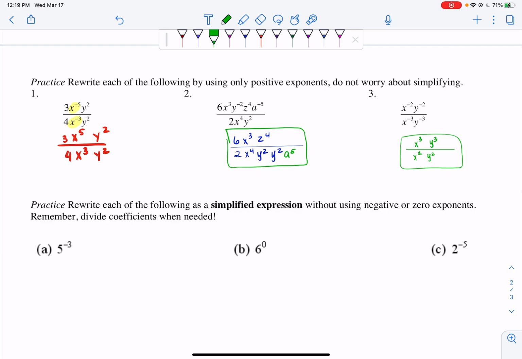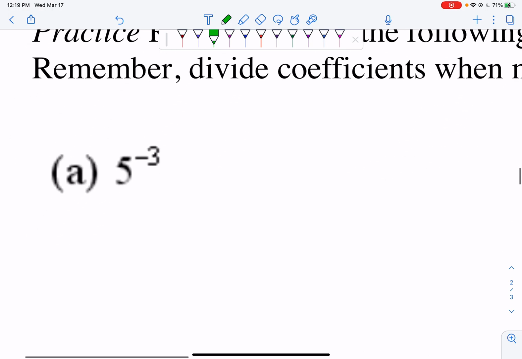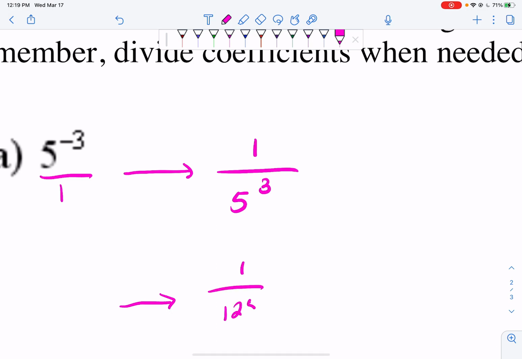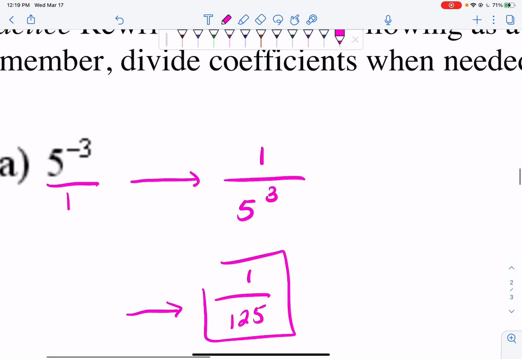Practice. Rewrite each of the following as a simplified expression without using negative or zero exponents. Remember, divide coefficients when needed. So if you look at our first example, we have 5 to the negative third. The first thing I'm going to do is rewrite this over 1. Thing is, I don't like my negative 3, so I'm actually going to be moving my whole 5 to the negative 3 downstairs. So I'm going to get 1 over 5 to the third. Can you tell me what 5 to the third is equal to? Very good. It's 125. So I get 1 over 125 as my final answer.